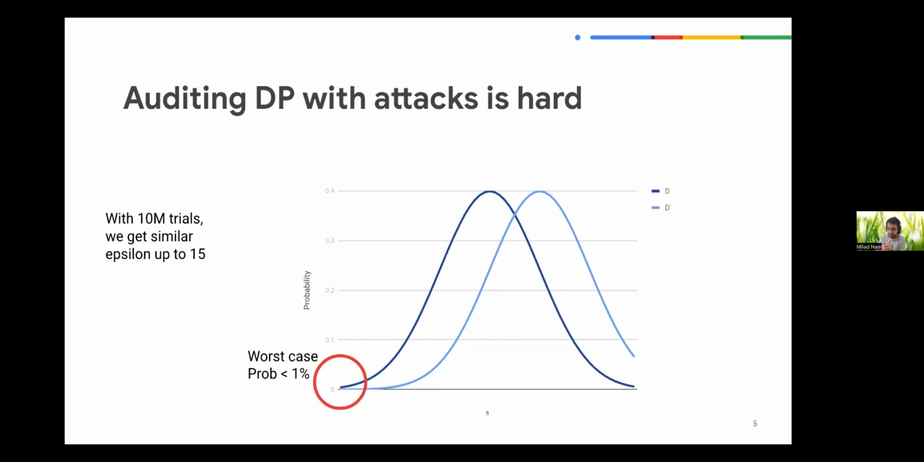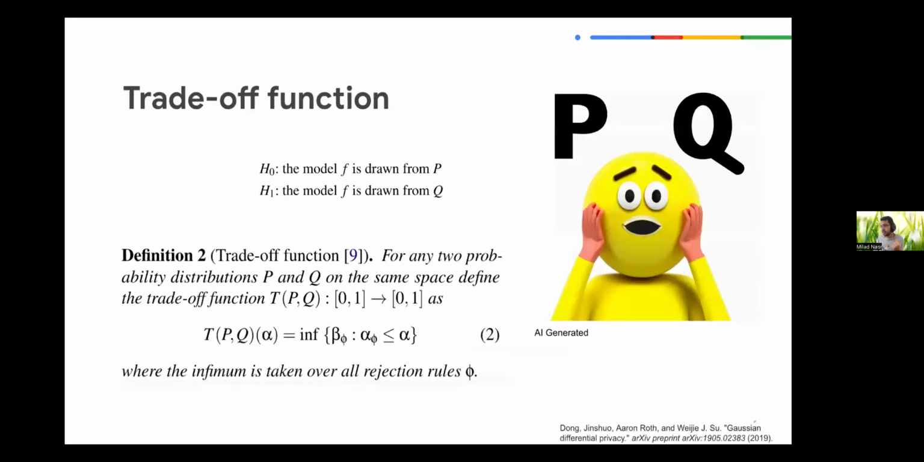For example, in a best case scenario, if you have an algorithm which has an epsilon of 15, you need 10 million trials to be able to audit in a perfect setting. So it requires training many models. So it's not practical. And this is what I'm trying to solve in the next version of this auditing framework that we are working on. So let me introduce this.